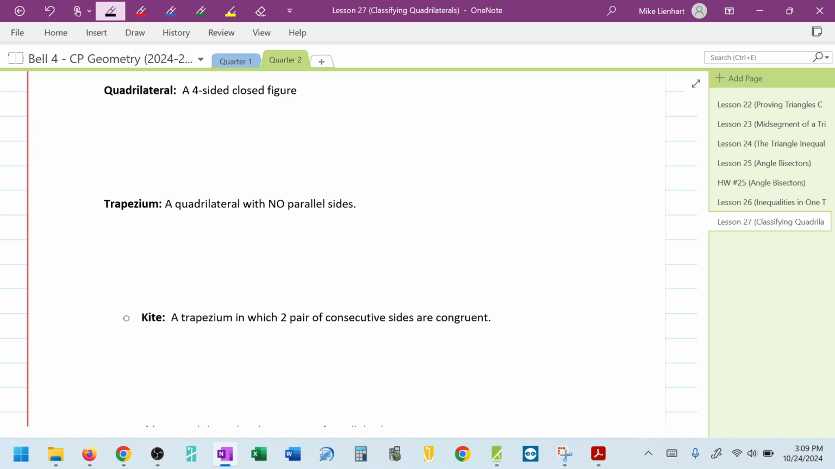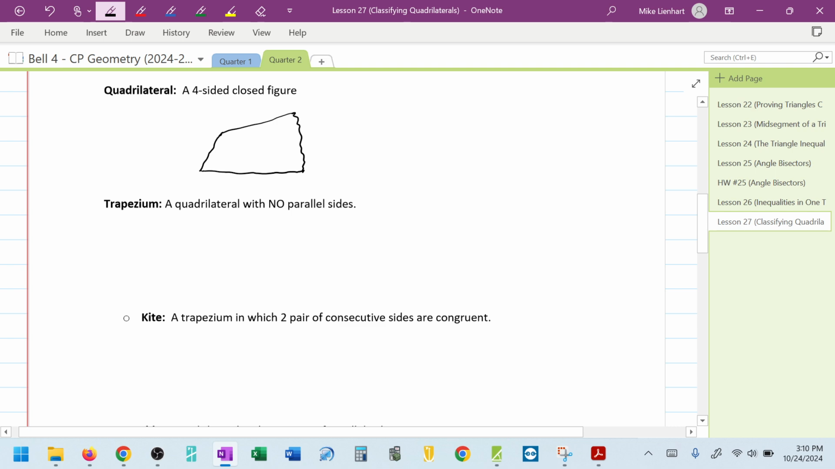What makes a figure a quadrilateral is it has four sides and it's closed. All right, so for example, if I have a figure that looks something like this, 1, 2, 3, and 4 sides. Okay, there's nothing in there to indicate that there's any kind of parallel sides. There's nothing to indicate that any measurements are the same. Therefore, this kind of figure would simply be called a quadrilateral.